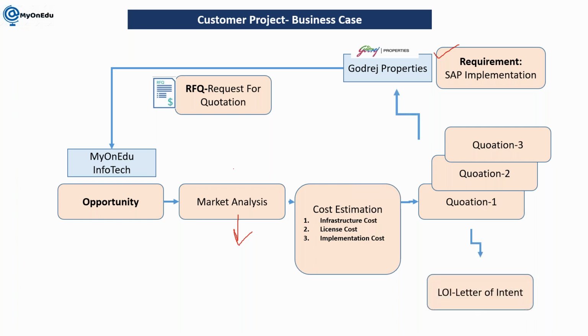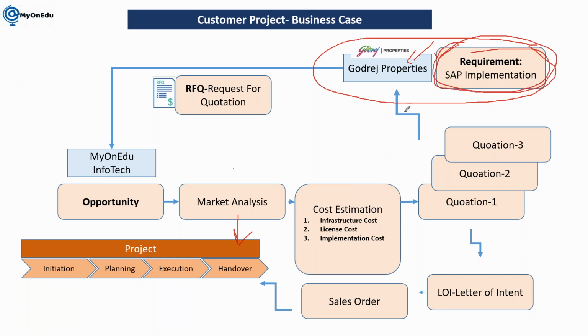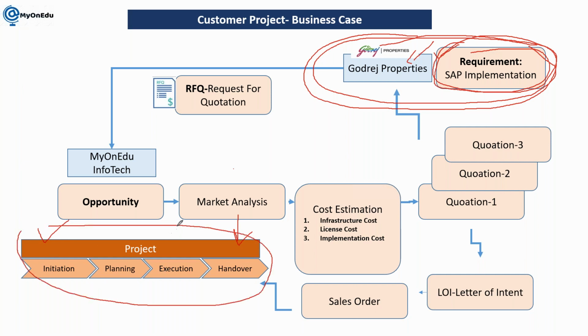Once it is sent, if we are successful in that quotation, we will get the letter of intent. Based on the letter of intent, we will create a sales order and we will prepare a project. So in this complete solution, this implementation of SAP for Godrej Properties will be an investment project for them because they are financing it internally. But for us, because we are executing this project for them, this will be a customer project.